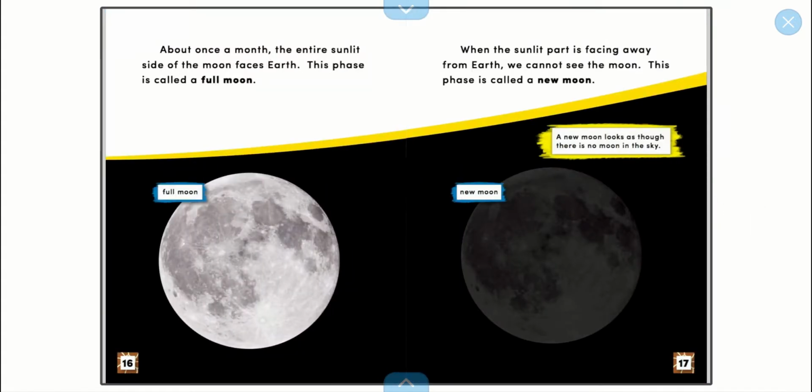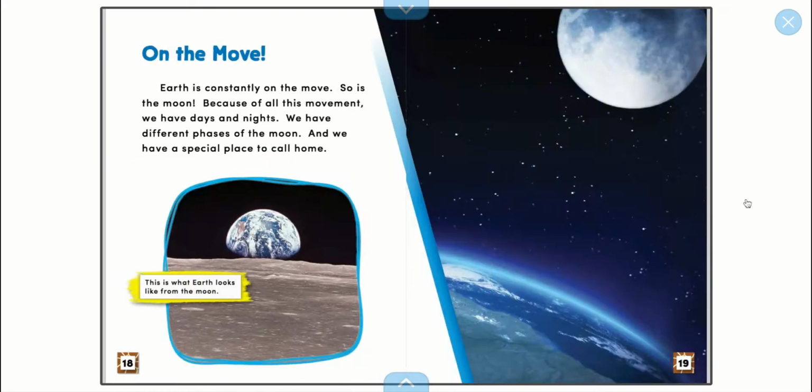About once a month, the entire sunlit side of the moon faces Earth. This phase is called a full moon. When the sunlit part is facing away from Earth, we cannot see the moon. This phase is called a new moon. A new moon looks as though there is no moon in the sky.